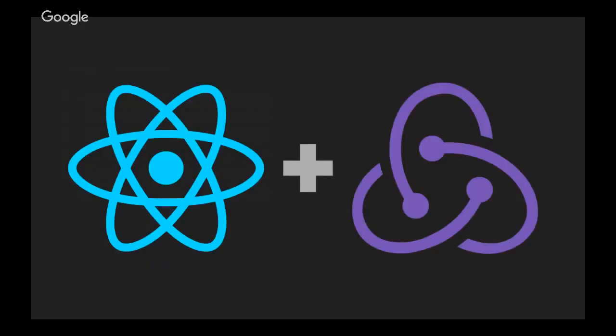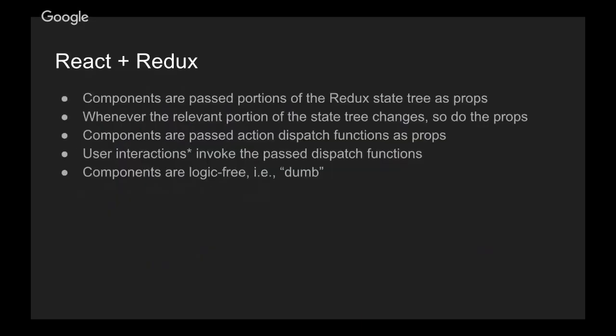So let's look at how these two things work together. Basically, the core idea is you have a component that takes props in React still. What you do is you pass props that are leaf nodes or subtrees of the Redux state to components. Whenever the Redux store changes and those relevant nodes or subtrees change, so do the props that get passed to the components, and the components essentially re-render in response to those changes.